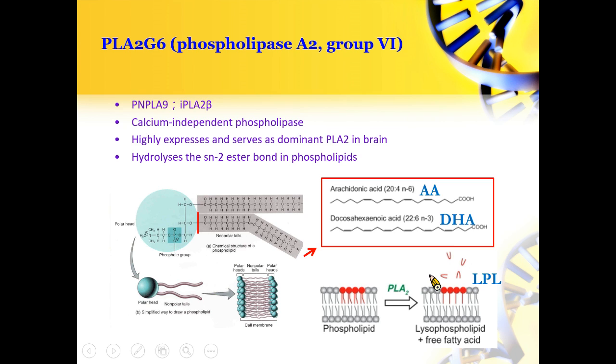PLA2G6 belongs to group 6 of phospholipase A2, also known as PNPLA9 or iPLA2 beta. Phospholipid is the major component of our cell membrane, essential for membrane remodeling and renewal. PLA2G6 is a calcium-independent phospholipase, hydrolyzes the sn-2 ester bond in phospholipids, and is highly expressed and serves as the dominant PLA2 in brain.